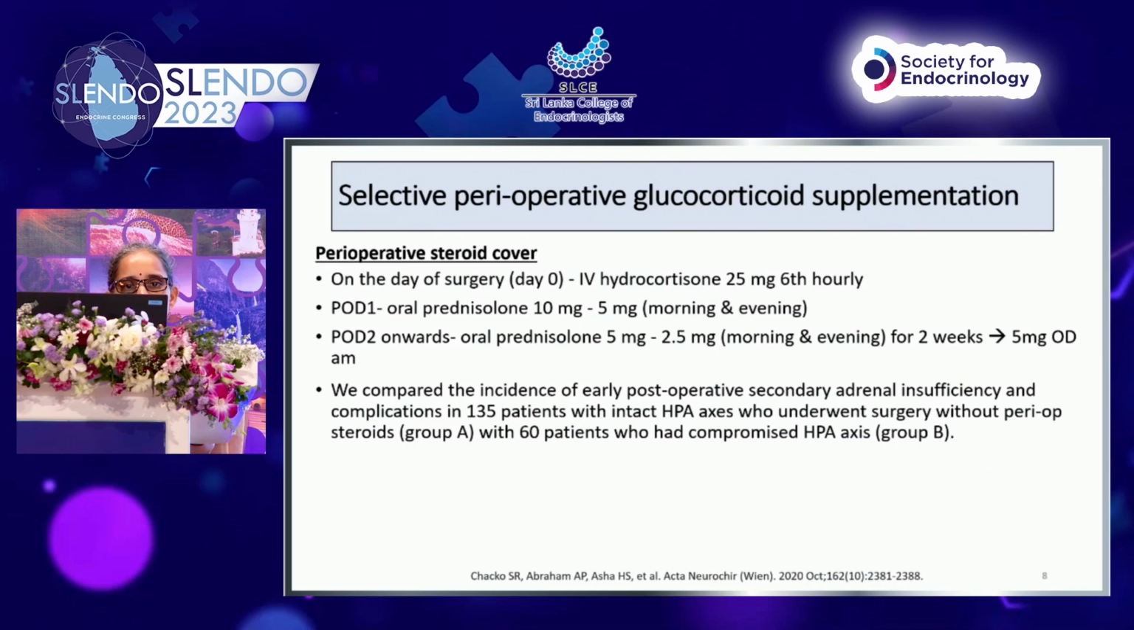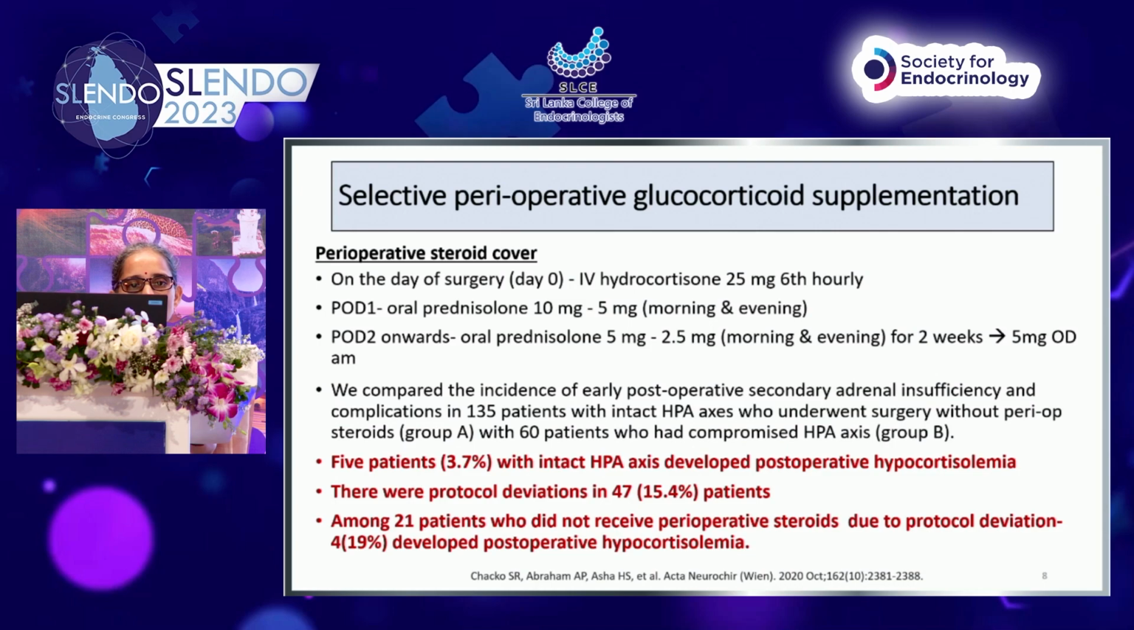So we compared the incidence of postoperative complications in those who had an intact HPA axis who were not perioperatively given glucocorticoids versus those who were given perioperative steroids. So what we noted was that only about 3.7% who had an initially intact HPA axis later on developed postoperative hypocortisolemia following transsphenoidal pituitary surgery.